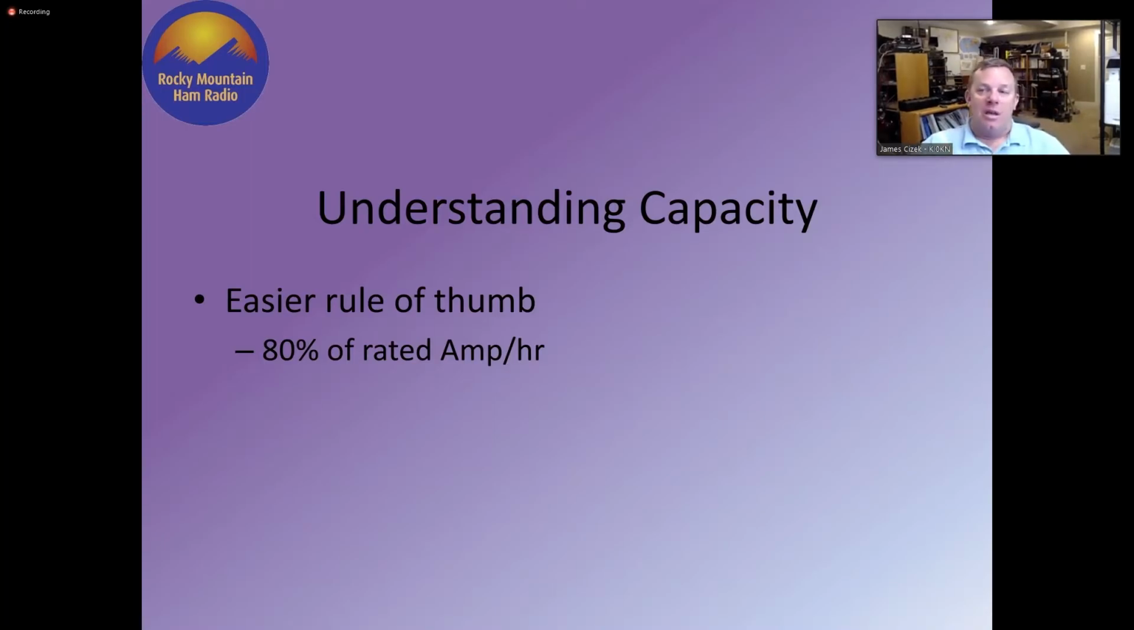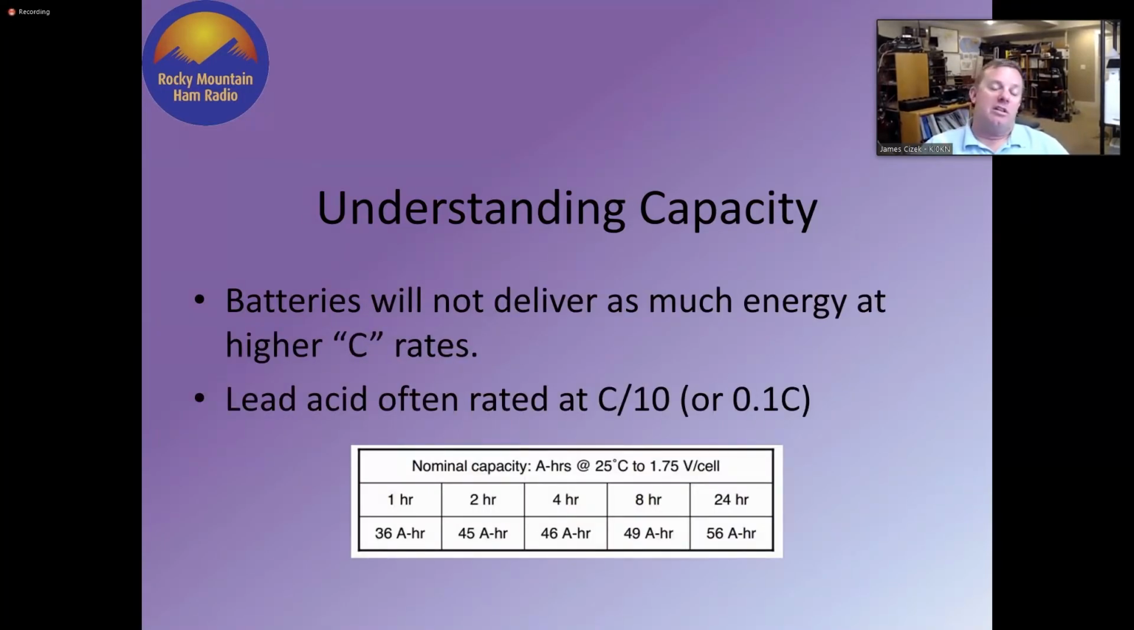So batteries will not, and this chart goes into explaining exactly that. This shows Peukert's law in action. Batteries will not deliver as much energy at the higher C rates. So lead acid batteries are often rated at C divided by 10. As you can see there, the 1 hour rate is 36 amp hours. But the 8 hour rate 49, 24 hour 56. It's not linear across there. We're drawing less and less current as we move across the chart.